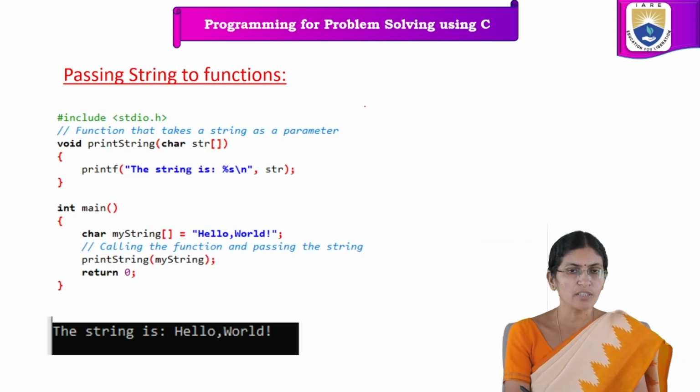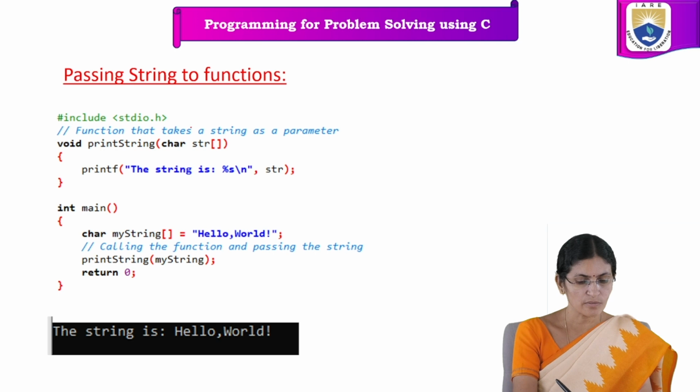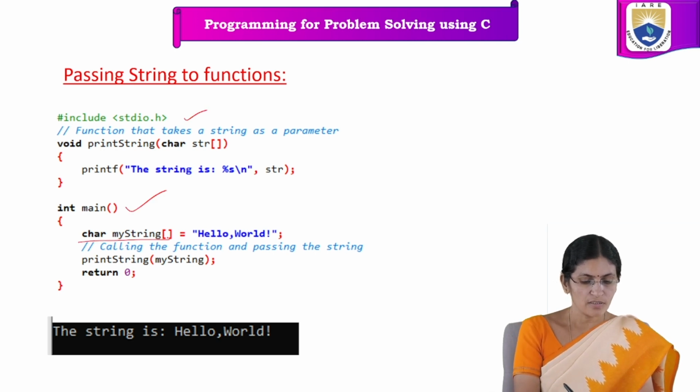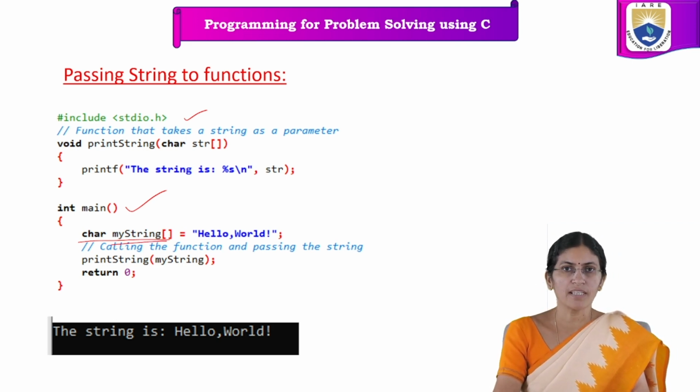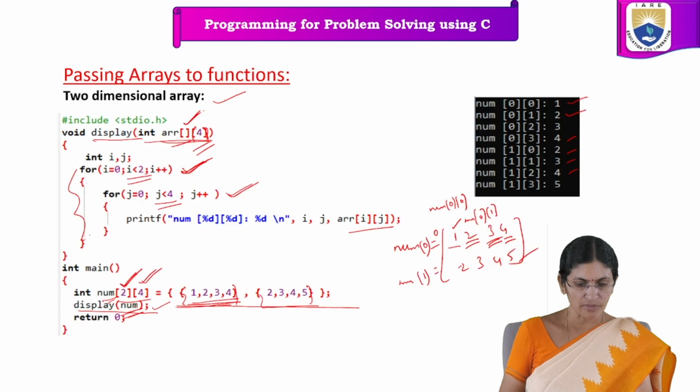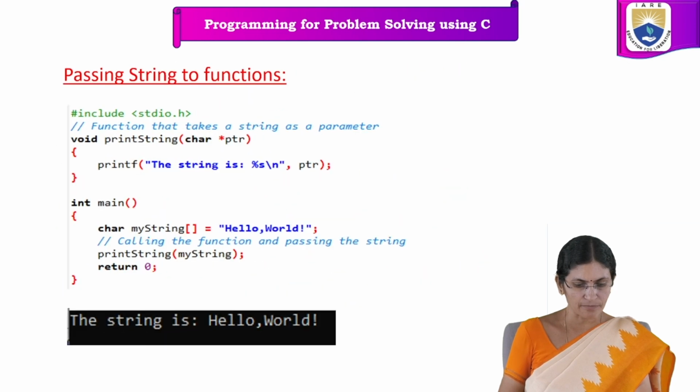Next, passing a string to a function. Now let us see how to pass a string to a function. So this is a program. In the main function, as we know, we don't have a particular data type as string, so we mention the string as an array of characters. This array of characters is terminated by a null character.